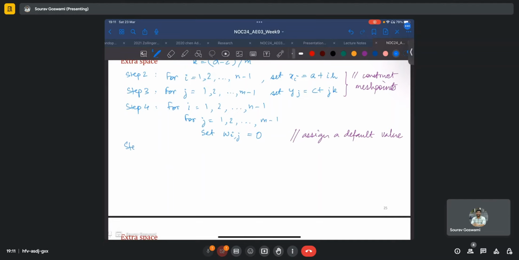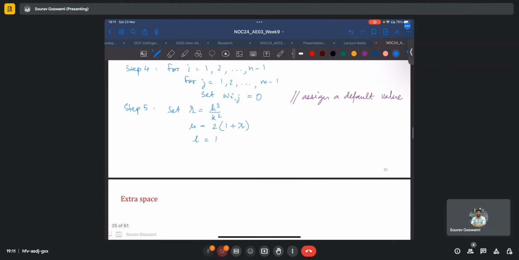In the fifth step, we set lambda equals h square by k square. This lambda is a parameter we encountered in the difference formulation of this problem. We set mu equals twice 1 plus lambda. And we set the parameter L equals 1.